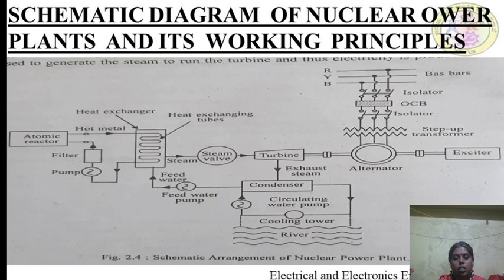Coming to the condenser, the steam exhausted by the turbine will pass to the condenser. The function of a condenser is to convert the dry steam into wet steam, and it is sent to the cooling tower. In the cooling tower, the wet steam is converted into water.